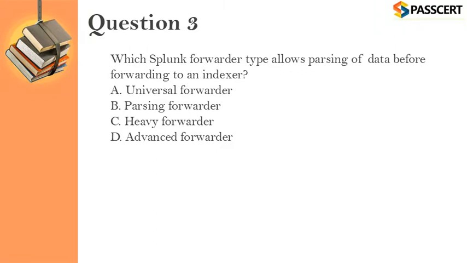Question 3. Which Splunk forwarder type allows parsing of data before forwarding to an indexer? A. Universal forwarder. B. Parsing forwarder. C. Heavy forwarder. D. Advanced forwarder. Answer: C.